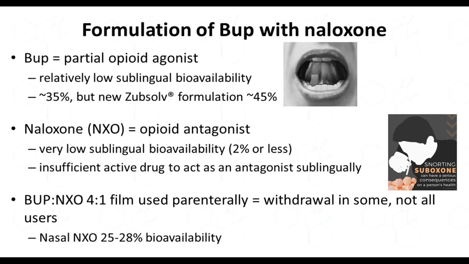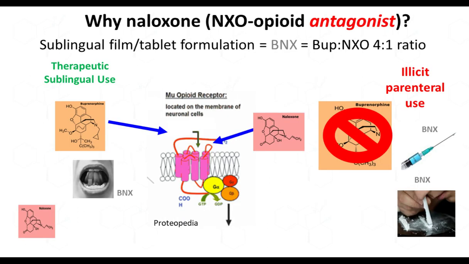But if that is used parenterally, meaning if it's injected or snorted, it may indeed cause withdrawal in some, although not all users. And that's because I'm showing you there a public health announcement about the dangers of snorting Suboxone, one of the mixtures of buprenorphine and naloxone that's available, because naloxone has much higher bioavailability if it's taken nasally.